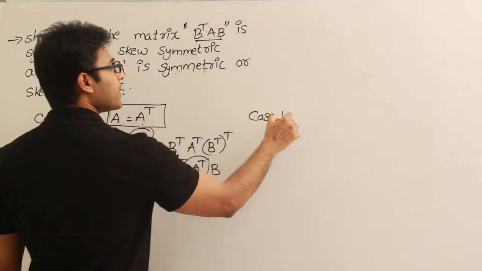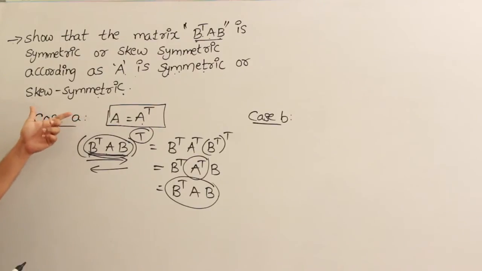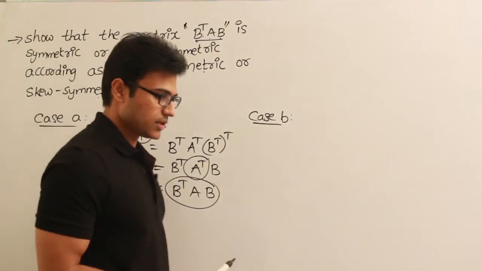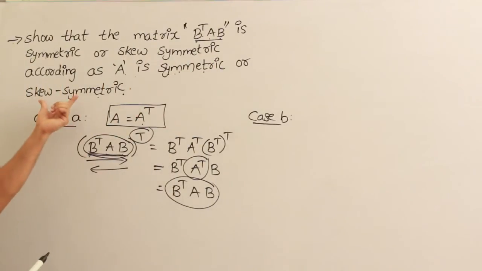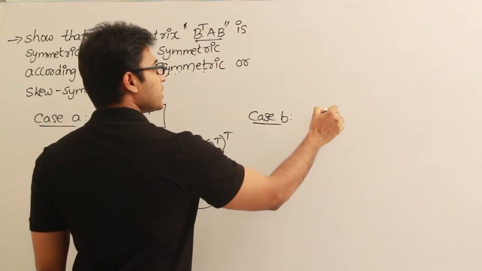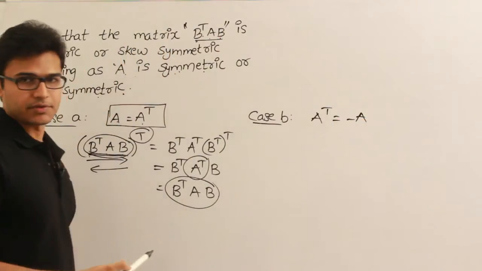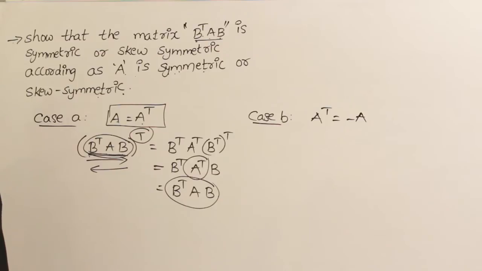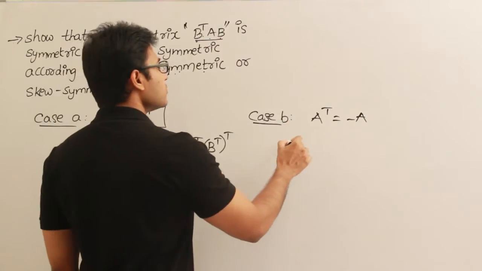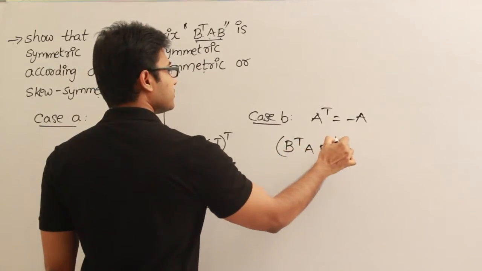What is case B? If A is skew symmetric, then we have to prove that this one is skew symmetric. So what do you mean by skew symmetric? A transpose equal to minus A, right? Or A equal to minus A transpose. That is the skew symmetry definition, right? Now, if this holds true, let's see what happens to the transpose of B transpose A B.